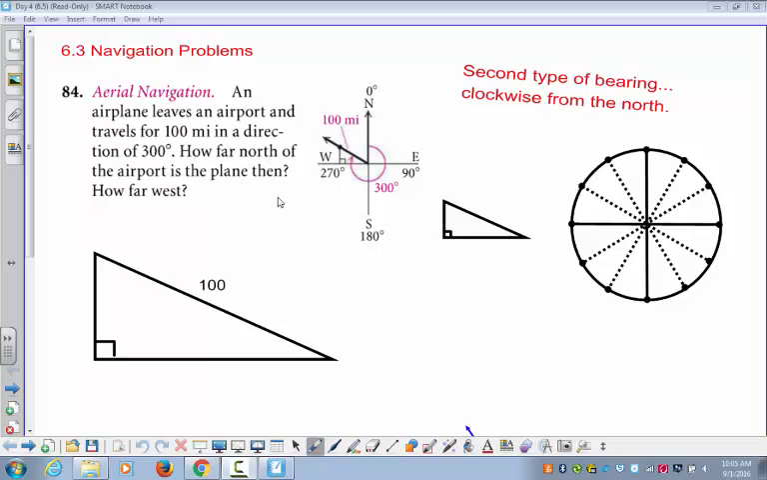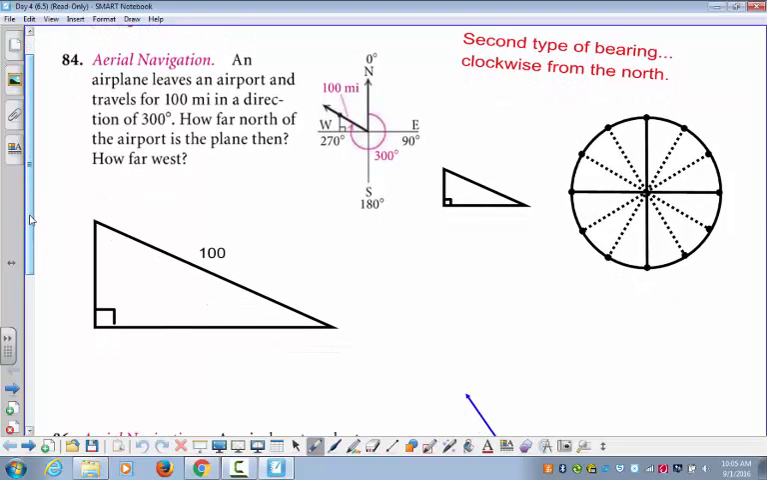But if the context is application, navigation, then we're going to rotate from the North Pole in the clockwise direction, not the counterclockwise direction. So a little bit of ambiguity there. Not consistent, unfortunately. Okay. So we're leaving the airport at 300 degrees, and we fly 100 miles. So 300 degrees means that we're 30 degrees past the negative x-axis. How far north of the airport is the plane then?